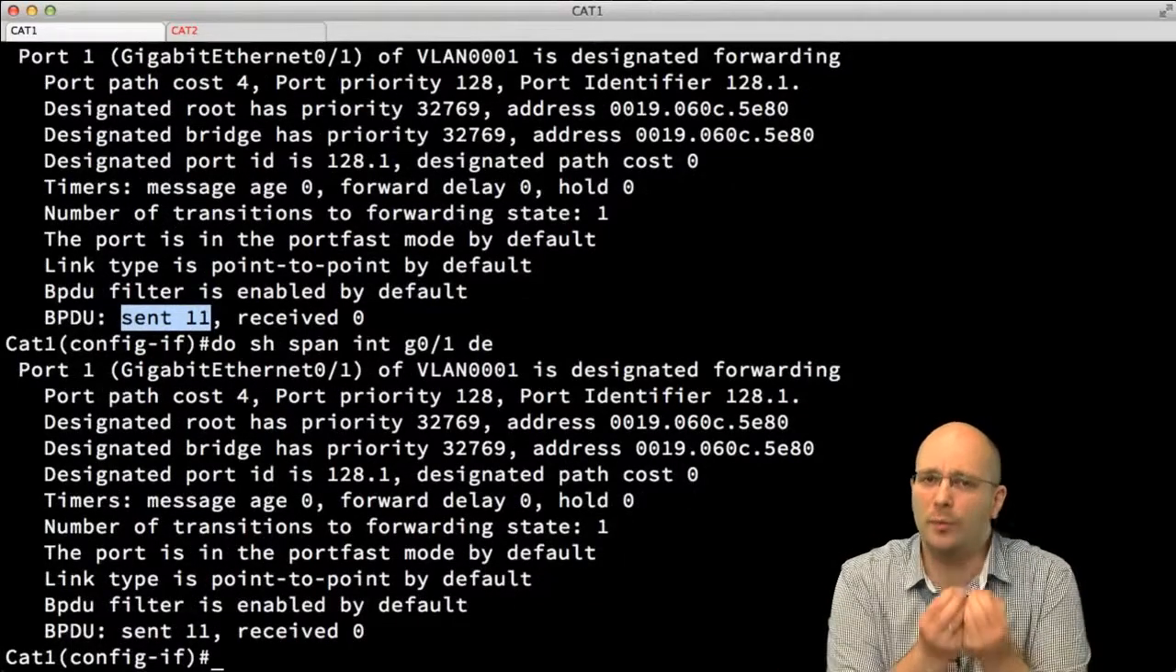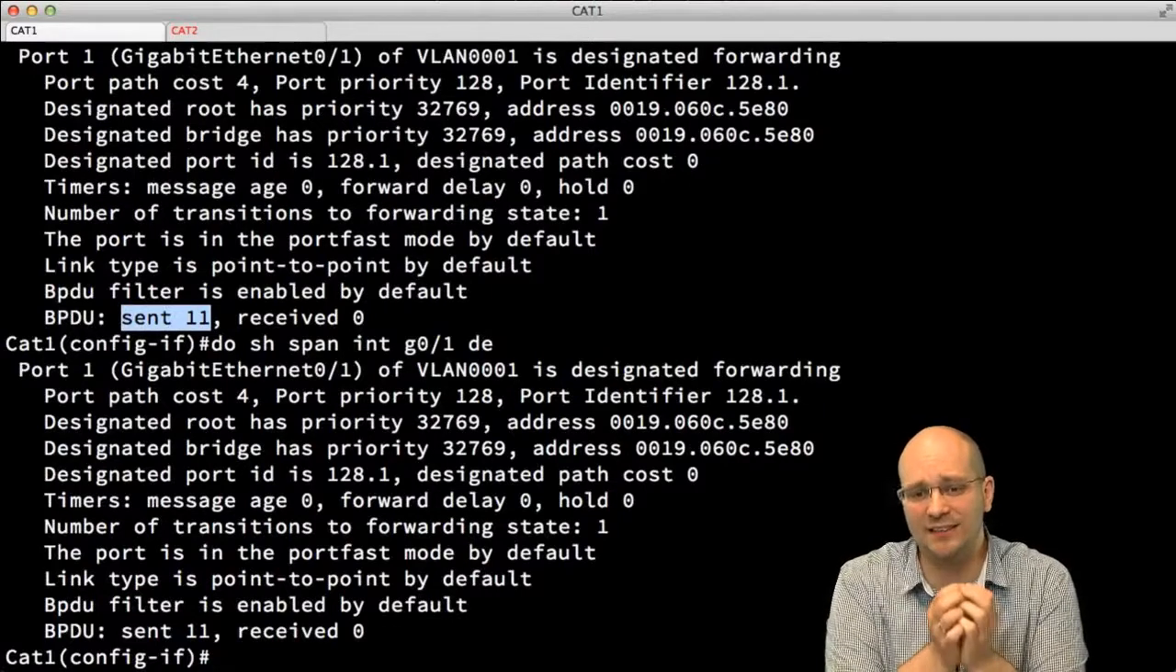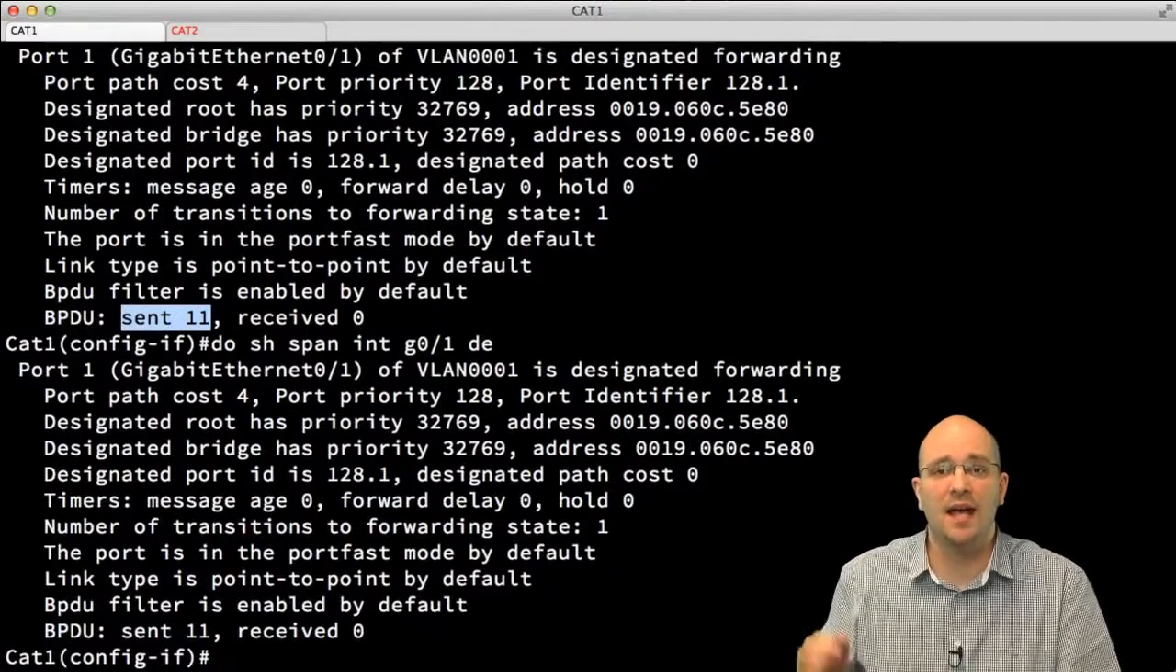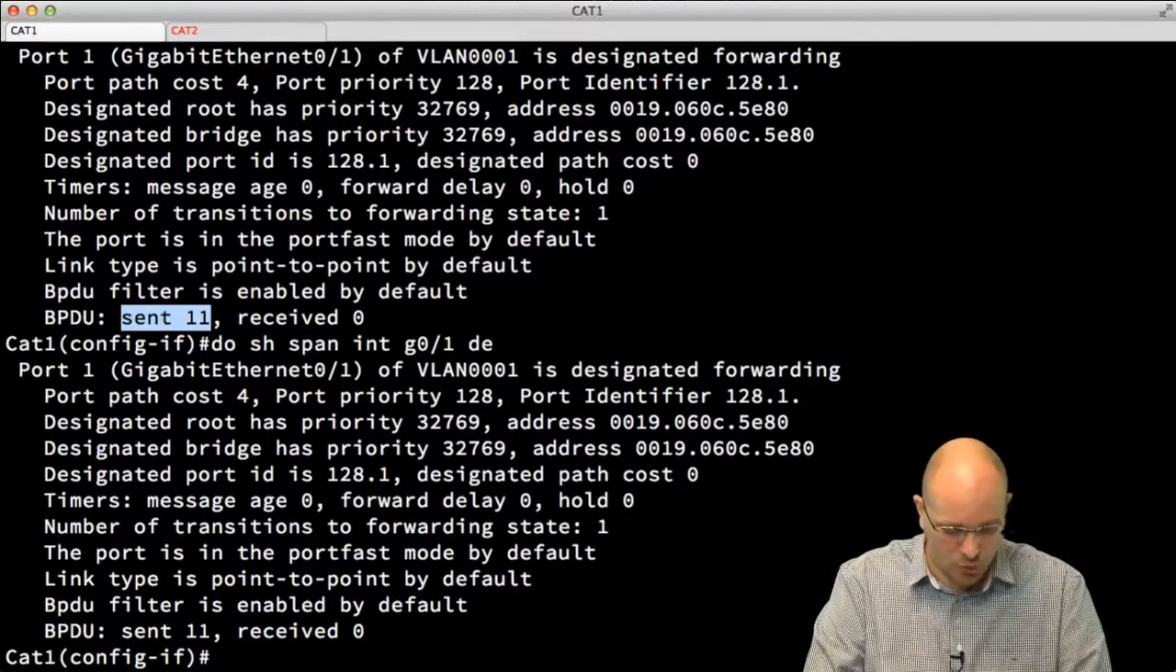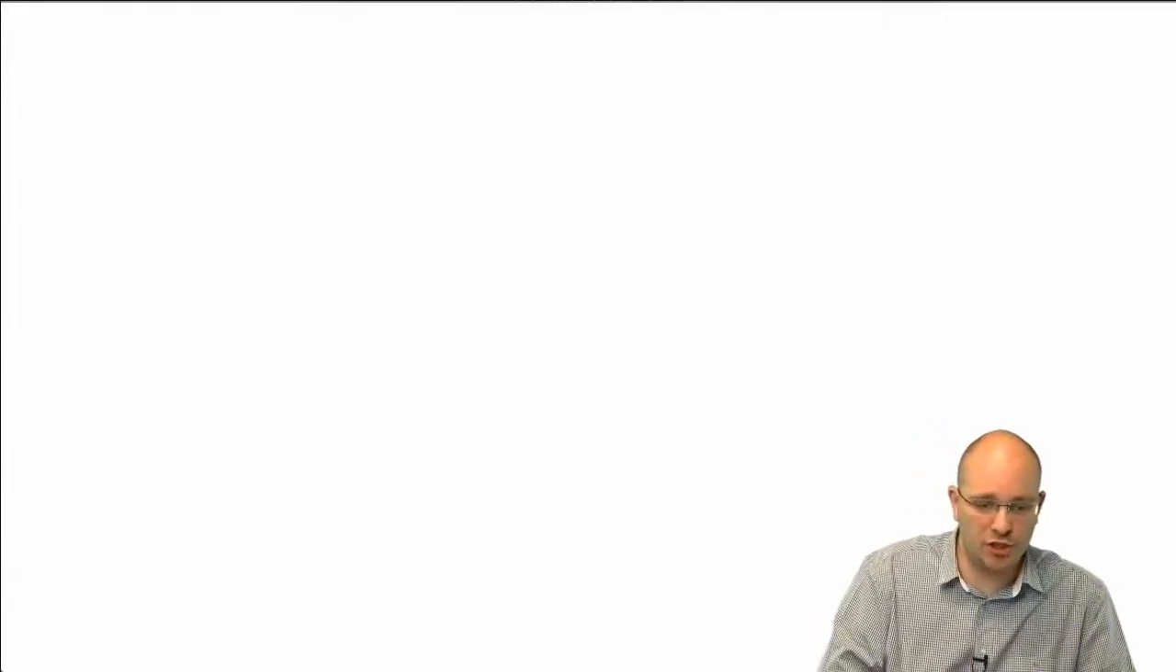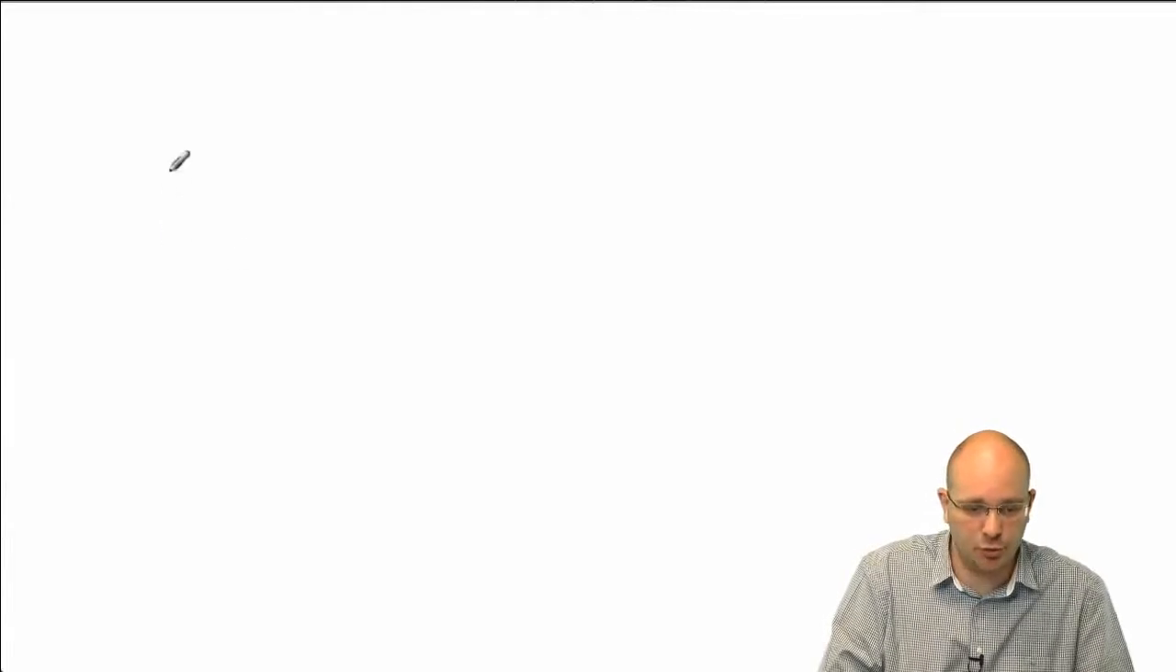Now, what would be the purpose of this? Why did Cisco implement this feature in such a way? Well, there is a good reason for it. To show you what the reason is, I have to go back to my whiteboard. Imagine two switches, Cat1 and Cat2.